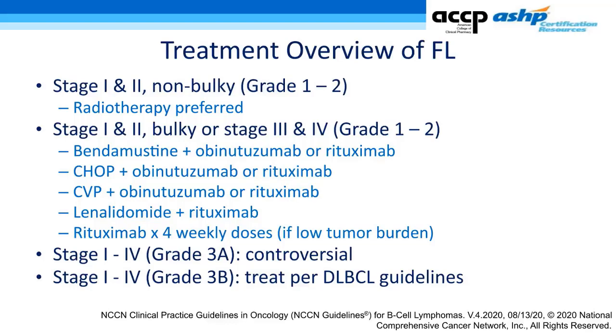you're going to give traditional chemotherapy in combination with some anti-CD20 monoclonal antibody, either rituximab or obinutuzumab, all as category 1 recommendations. You could also use the chemotherapy-free recommendation, R-squared, lenalidomide and rituximab. And if the patient was frail and had a low tumor burden, you could use rituximab alone. Stage 1 through 4, but grade 3A or 3B is controversial. However, these patients are usually treated like diffuse large B-cell lymphoma and would be recommended to receive R-CHOP.